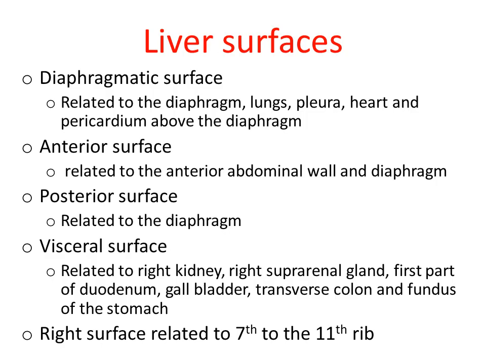Liver surface. The liver has a diaphragmatic surface. It's related to the diaphragm, lung, pleura, heart, and pericardium above the diaphragm. It also has an anterior surface, related to the anterior abdominal wall and diaphragm. The posterior surface of the liver is also related to the diaphragm. The visceral surface is related to the right kidney, right suprarenal gland, first part of duodenum, gallbladder, transverse colon, and also the fundus of the stomach. The right surface is related to the 7th intercostal space to the 11th rib.